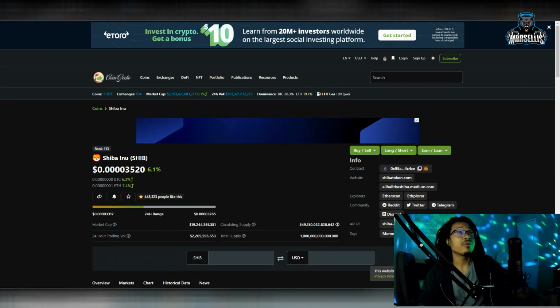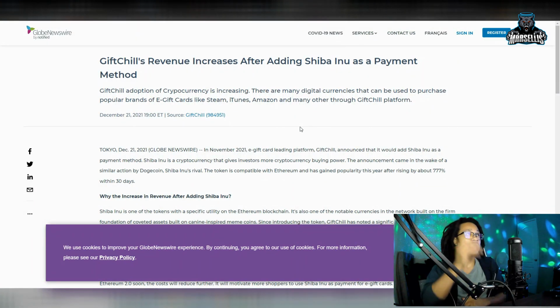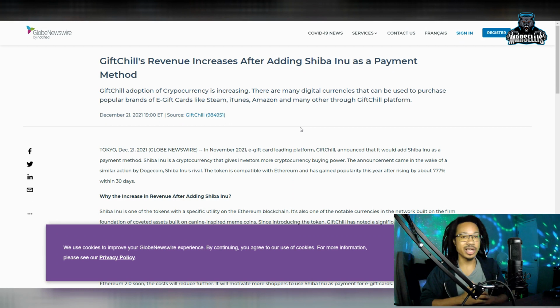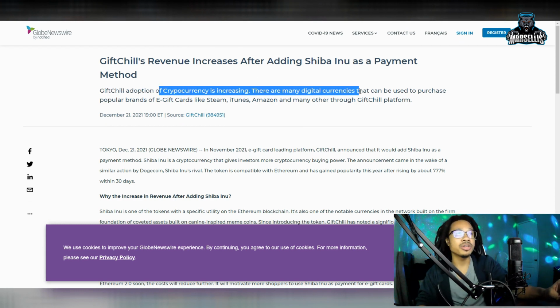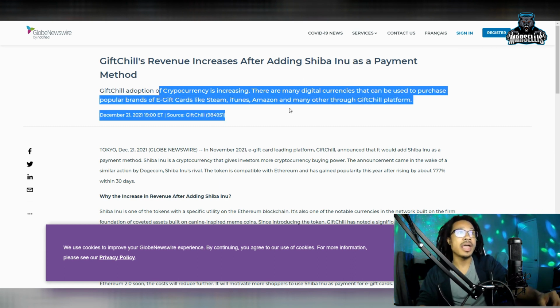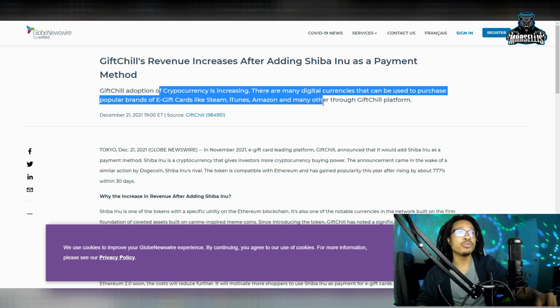But let's go over the next thing with Shiba Inu. Gifted Chill's revenue increases after adding Shiba Inu as a payment method. That's pretty big right there. So Gift Chill adoption of cryptocurrency is increasing. There are many digital currencies that can be used to purchase popular brands of e-gift cards like Steam, iTunes, Amazon, and many others through the Gift Chill platform.